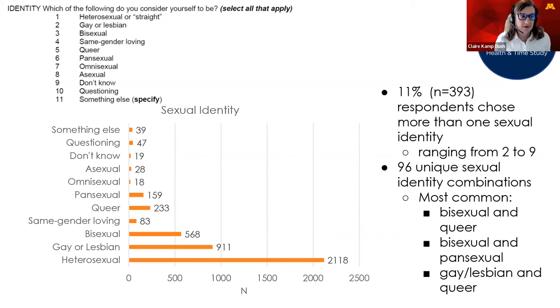About 11% of respondents, which is pretty high, 393, chose more than one sexual identity, ranging from 2 to 9. There were 96 unique sexual identity combinations, but some of the most common were bisexual plus queer, bisexual plus pansexual, and gay or lesbian plus queer.